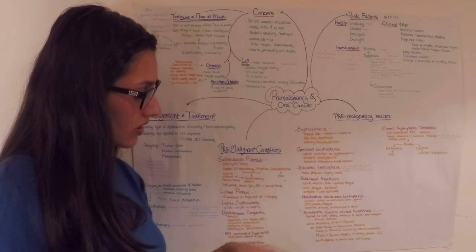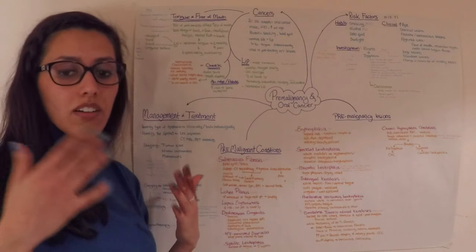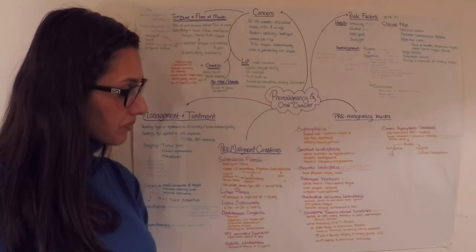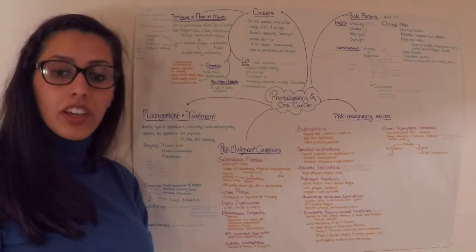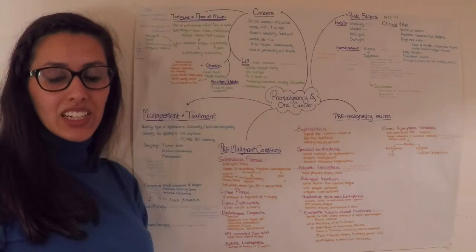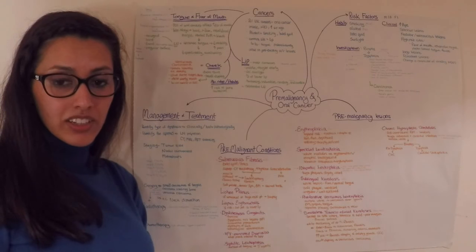Sublingual keratosis. So this is found mostly in the ventral tongue and the floor of the mouth. You get a soft, wrinkly plaque underneath the tongue.